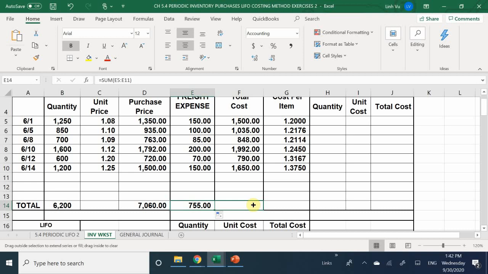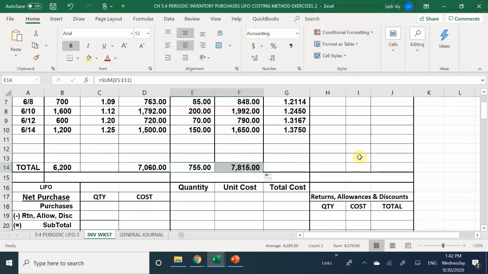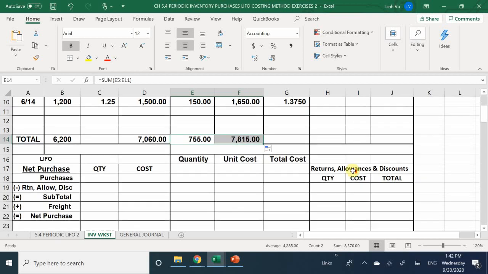Okay, total cost is $7,815. This is assuming we don't have any purchase returns and allowances, but tomorrow we'll talk about that in the video. Tomorrow I will be introducing what happens when you do get purchase returns and allowances and what you do to calculate it.